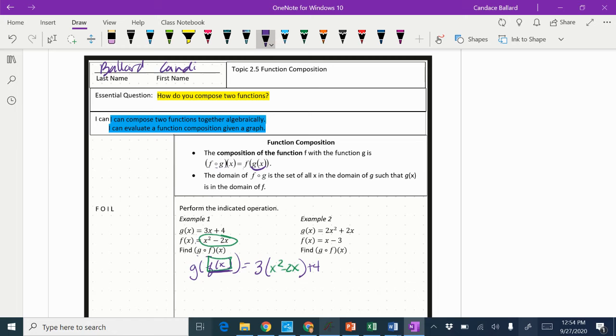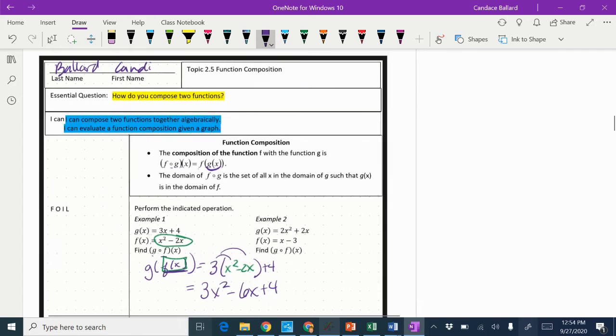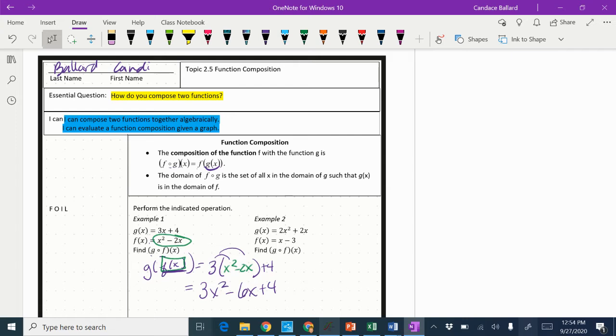Now I'm just going to go ahead and solve my algebra just like I always would. I see a 3 that I need to distribute, so I'm going to go 3x squared minus 6x and then plus 4. And that's it. So we're going to try this again in example 2.